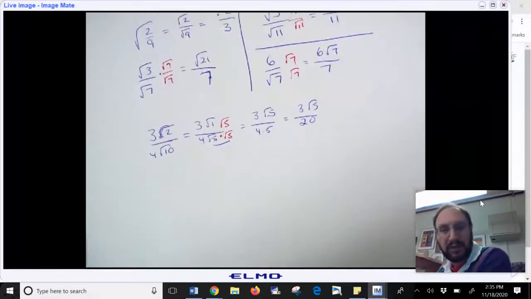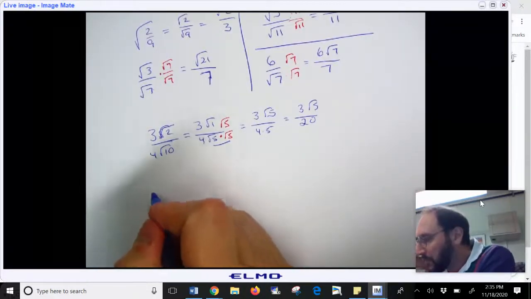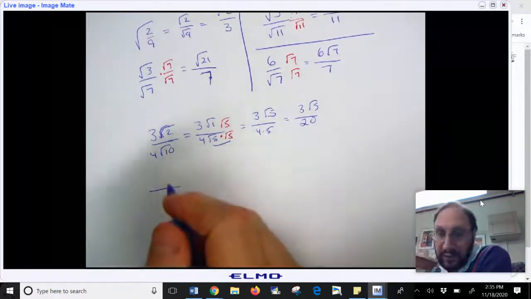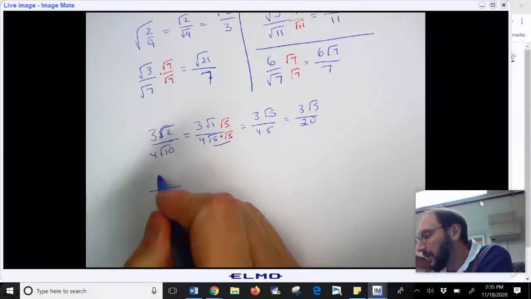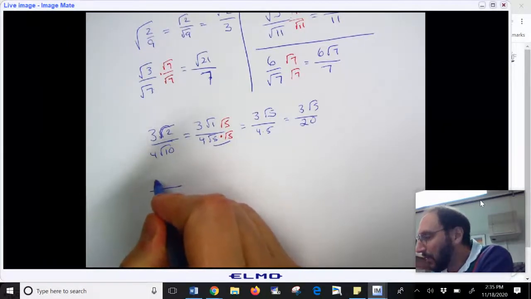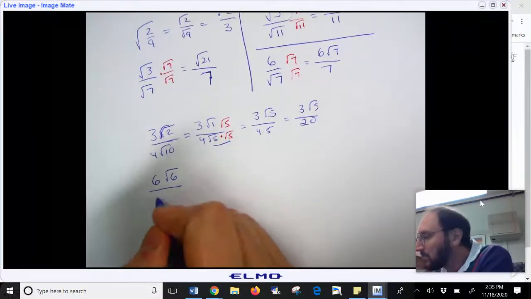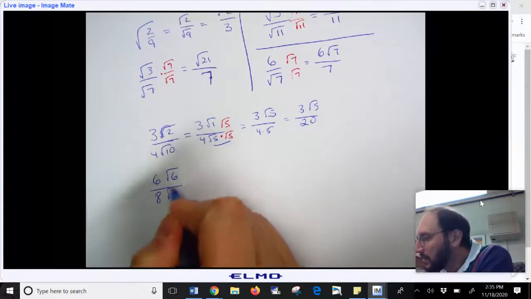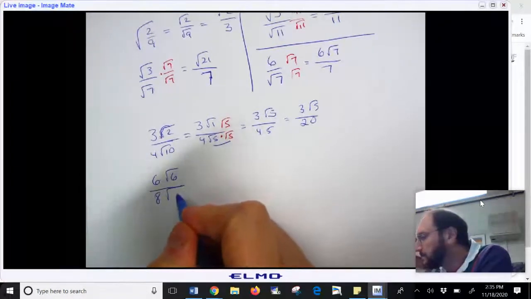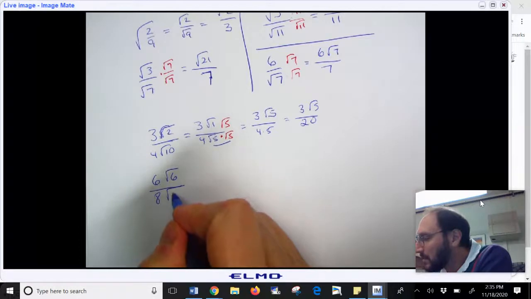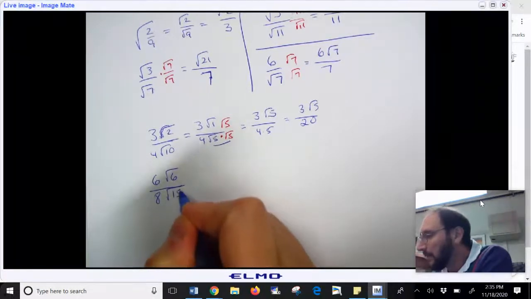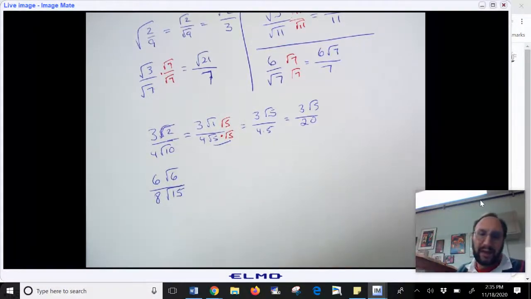Now, let's try one like that, where you have to reduce first. And I would always suggest reducing first because it'll make your numbers smaller. All right? So how about 6 square root of 6 over, how about 8 square root of something. All right, how about that one? So pause for a second and try that problem.